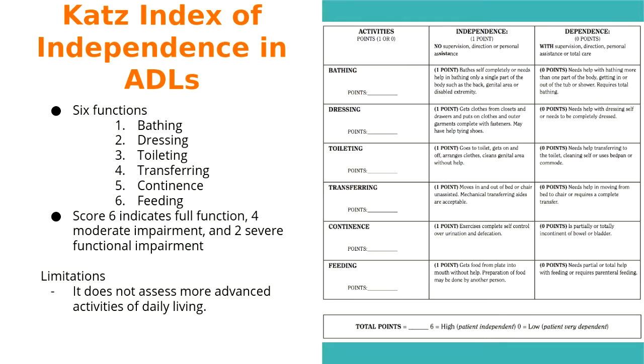Scores of 6 indicate full function, 4 are moderate, and less than 4 would be just poor or severe functional impairment. And this assessment is sensitive to changes in declining health status, but it does not assess more advanced activities of daily living, so we should be mindful of that.